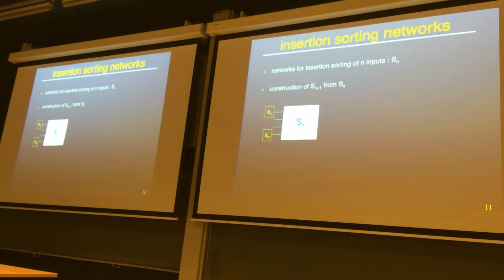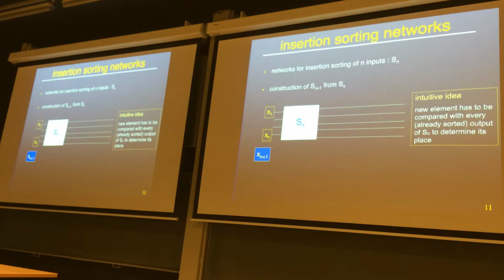So assume that you have an insertion sorting network that's capable of dealing with n inputs. And now the n plus 1th input comes. What's the intuitive idea for insertion sorting? Well, if you have an already sorted number of inputs and you add a new input, then you have to compare your new input with every input that's already sorted to determine the place where you have to put your new input in. So, in terms of this sorting network, that's very easy.